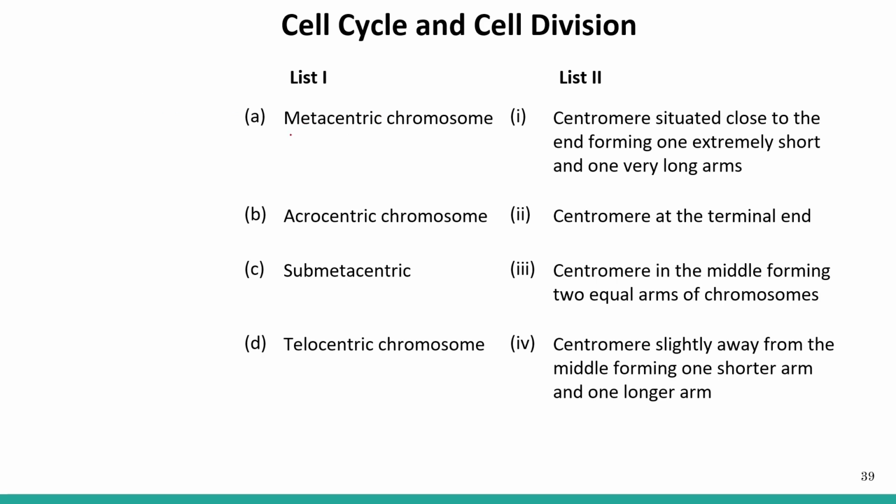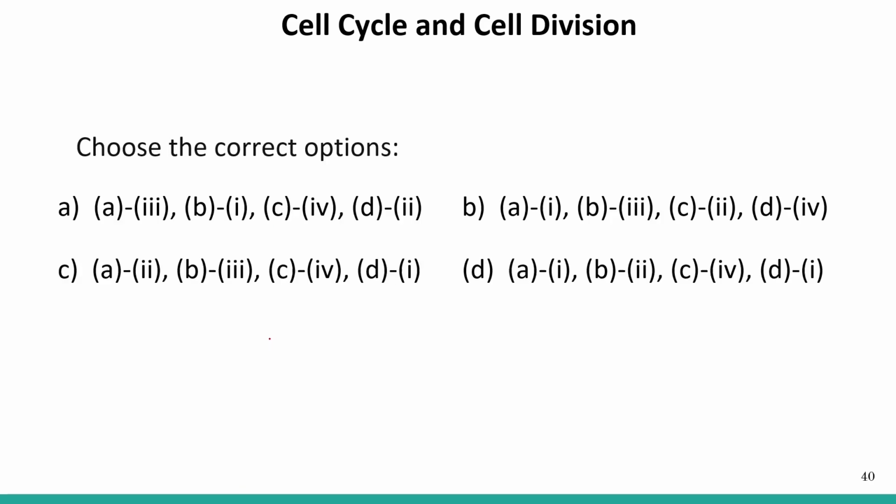Alright. So here they are talking about the types of chromosome. First is the metacentric chromosome, acrocentric chromosome, submetacentric, and then we have the telocentric chromosome. Alright. So these are the options. Okay. So first let's talk about the types of chromosome.